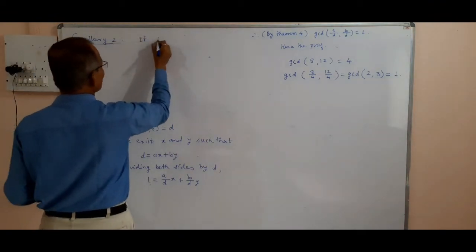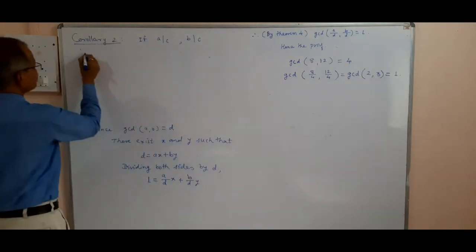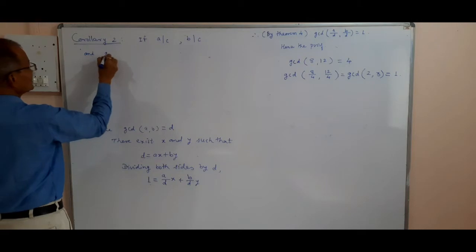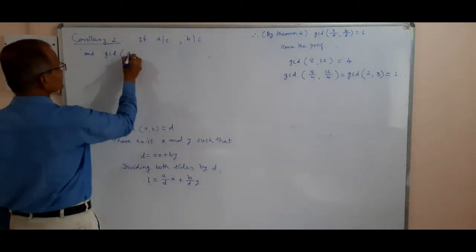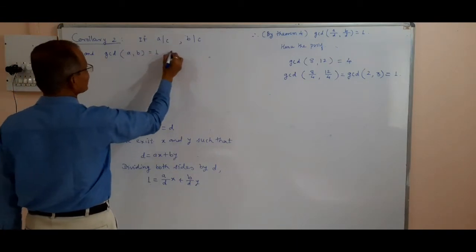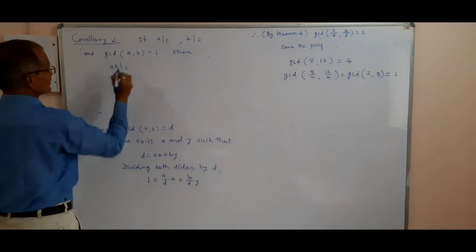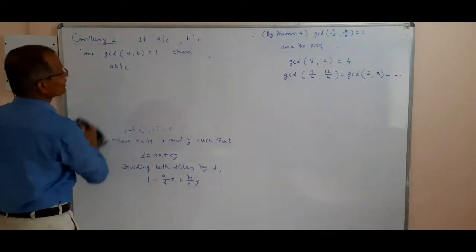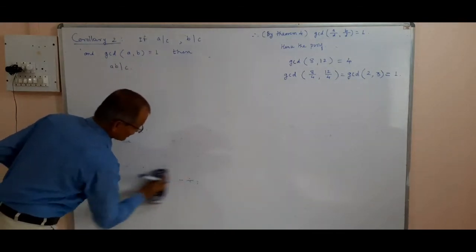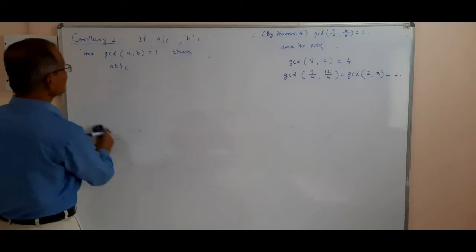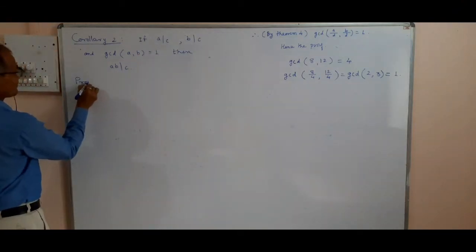If A divides C, B divides C, and GCD of A, B is equal to 1, then AB divides C. So this is the result that we shall prove as corollary 2. First, what is given is A divides C and B divides C. Write the proof for this.